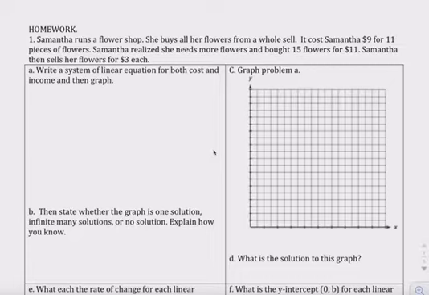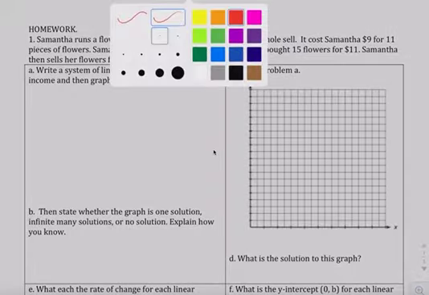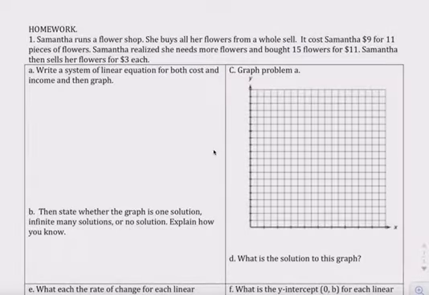Okay, Samantha runs a flower shop. She buys all her flowers from a wholesale. It costs Samantha $9 for 11 pieces of flower. Samantha realized she needs more flowers and bought 15 flowers for $11. Okay, Samantha then sells her flowers for $3 each. Write a system of linear equations for both cost and income, then graph.